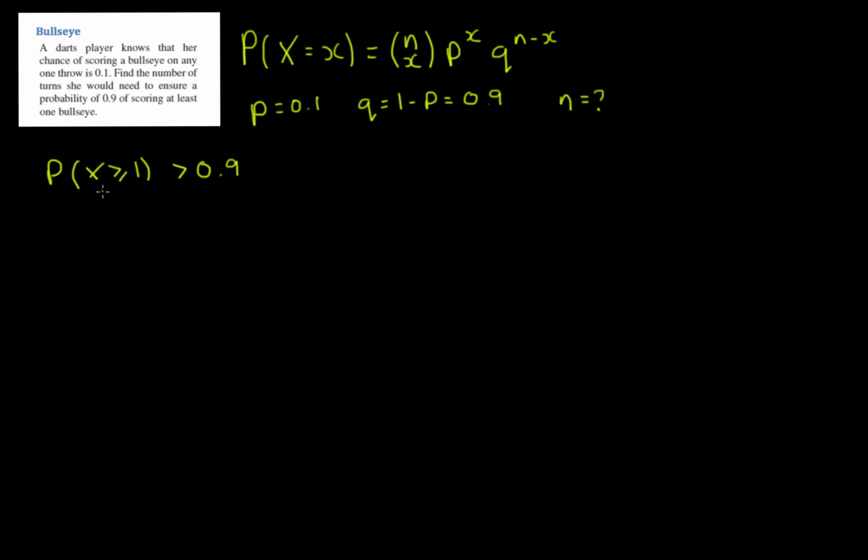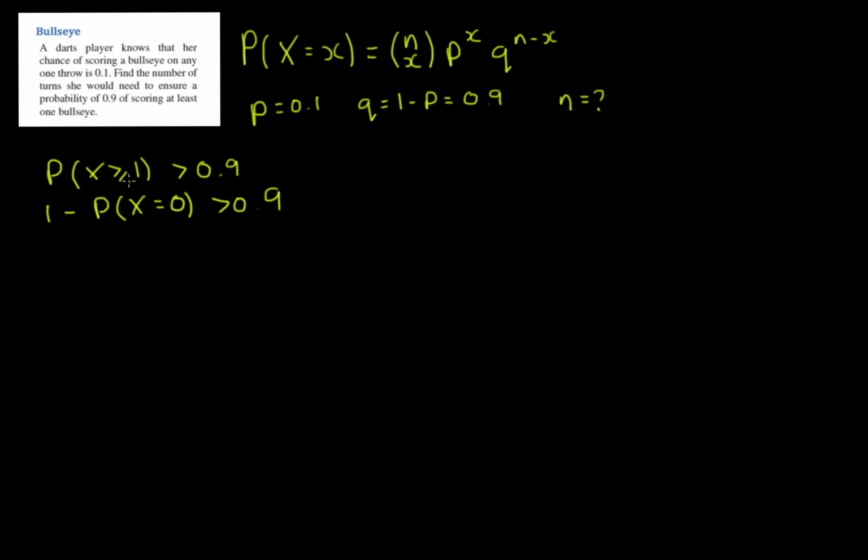Okay, so if we look at this equation we've got up here for probabilities, that gives us the probability when X is equal to some number, not greater than or equal. So we need to change this formulation somewhat down here. What we can use is the fact that at least one bullseye is the complement event to getting no bullseyes in N trials. So what we can put here is 1 minus the probability that X equals 0 is greater than 0.9.